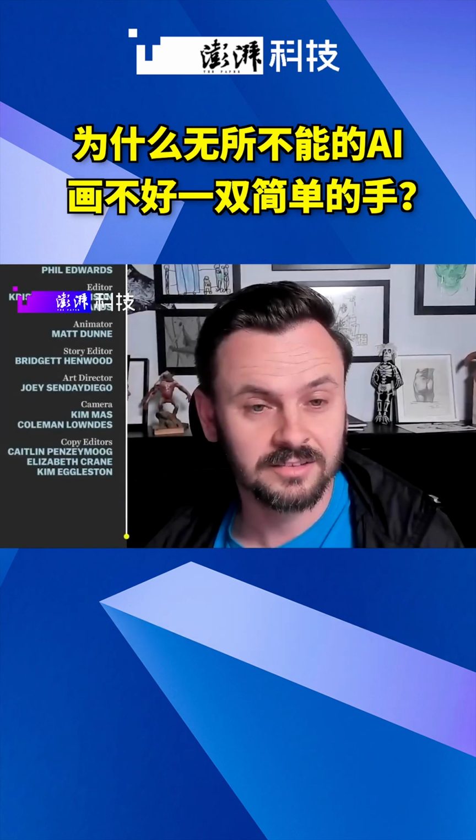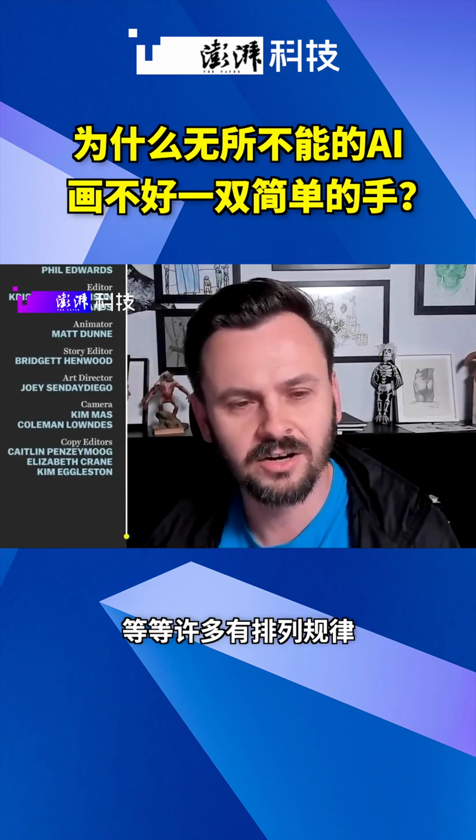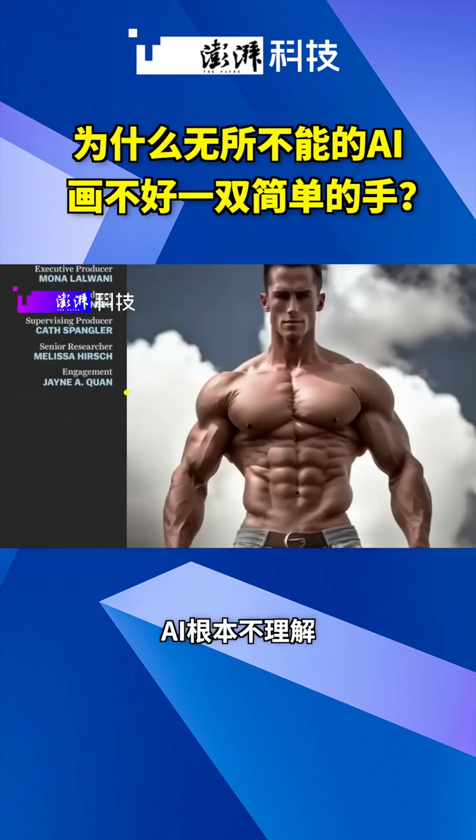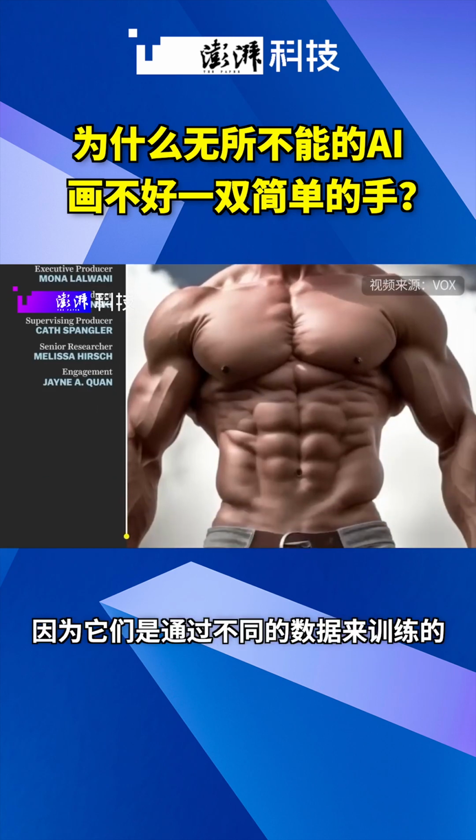It's not just the hand. Teeth and abs, anything where there's a pattern, a large amount of something, it doesn't know the rule of there being this many, because it's trained on different amounts.